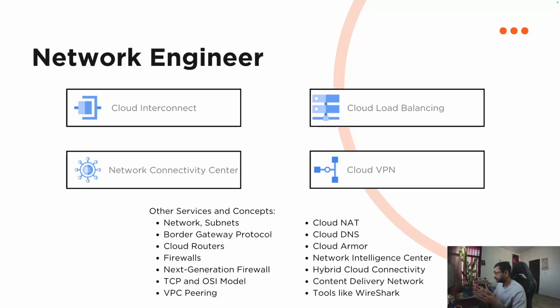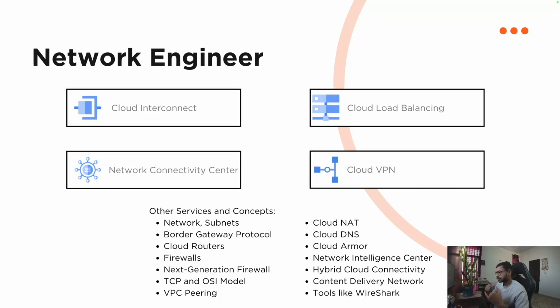Cloud VPN is another important one where you connect to VPCs using something called a VPN, right? Now, as a network engineer, these are the 4 bare minimum you should know. Now, once you're done with these, below you can see the other services and some of the concepts.